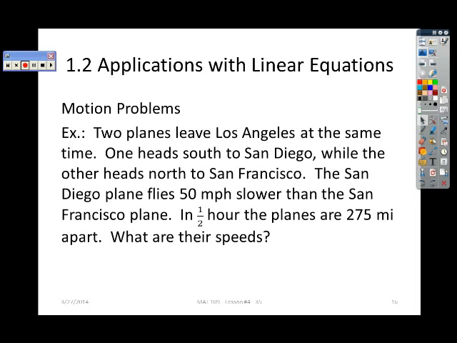Can somebody paraphrase what this problem wants to know? Don't just read the problem, just summarize in your own words. What are we trying to do? We're trying to find how fast the two planes are going, right? And so that's our question. What information do we have to work with?